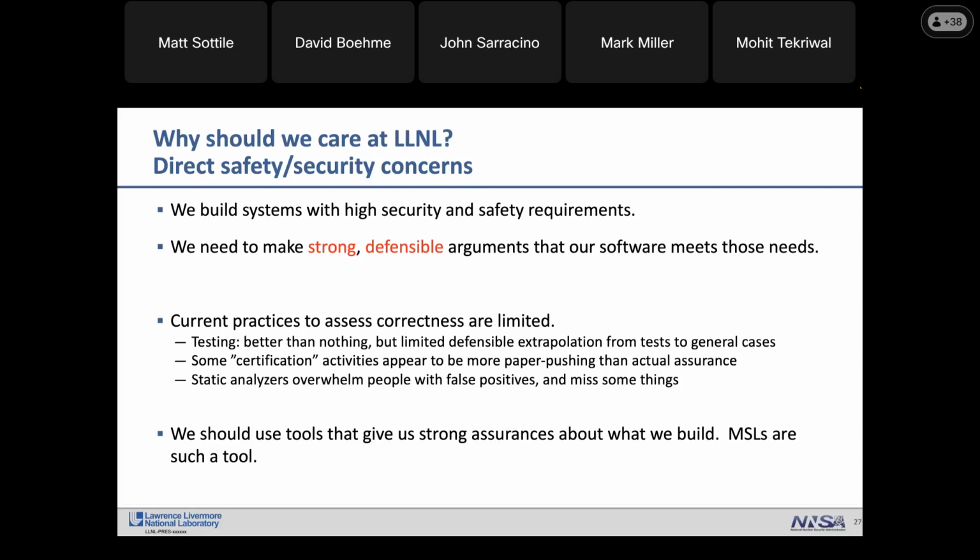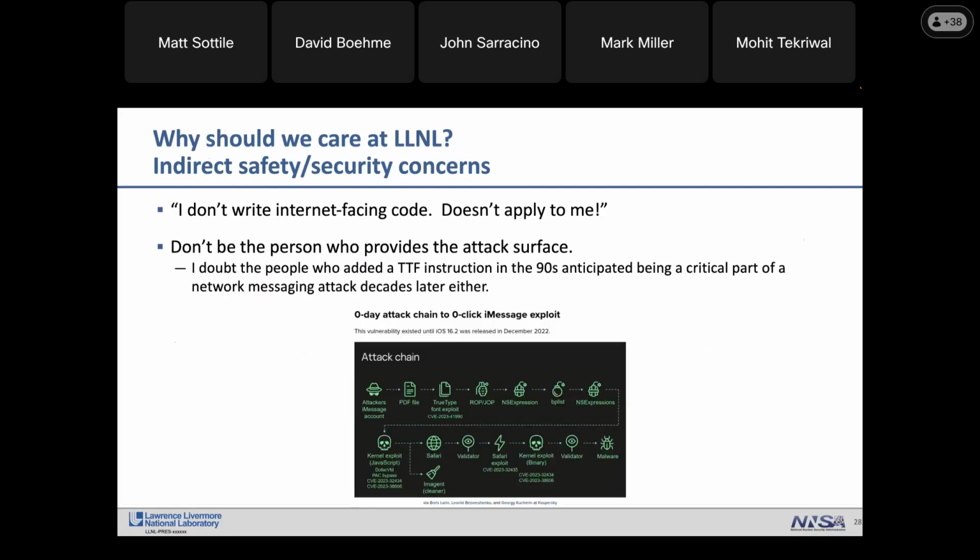And static analyzers, when we try and apply those, my observation in building them and giving them to people is that they often tune them out because they get drowned in false positives. And sometimes they even miss things. So memory safe languages are a tool to give people a stronger assurance case about the code that they write. But not all of us are building high security and high safety requirement things. So why should we care about those?